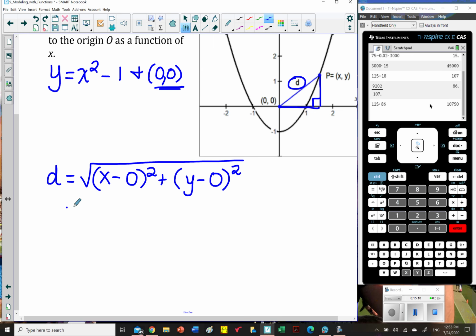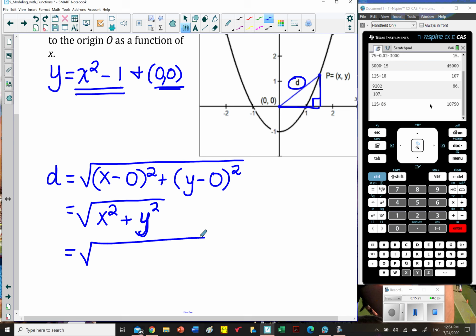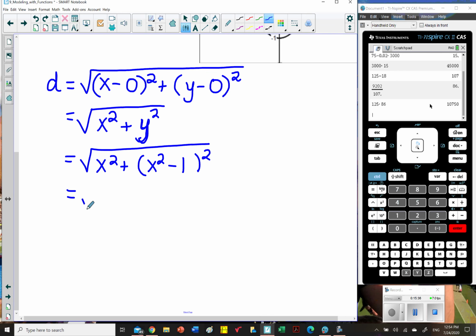When you simplify that, we're looking at x squared plus y squared. But we know back here y is x squared minus 1, so I want to substitute that into that variable for y. And that term has to get squared. So squaring that binomial gives us x squared here, and then x squared, we're going to double the middle term. What's that going to be? Negative 2x squared.